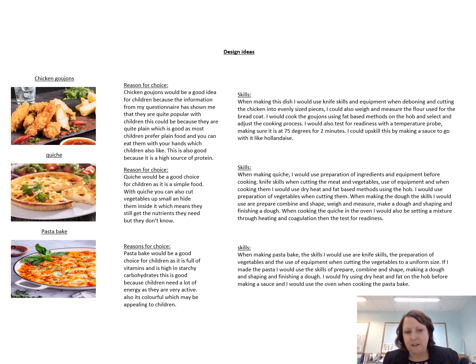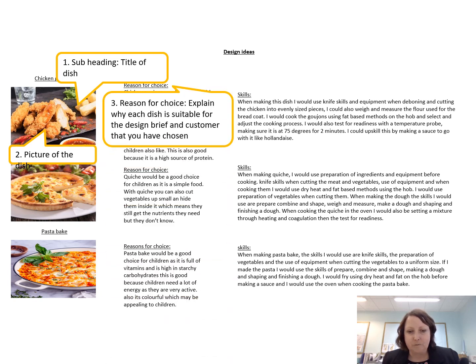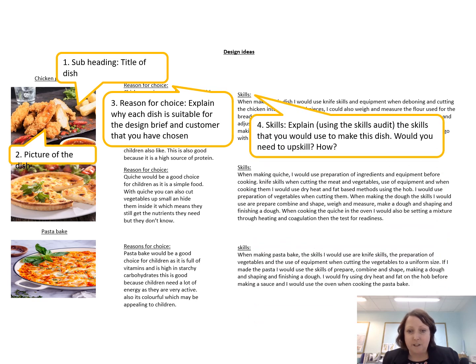The easiest way of laying that out is in a table or in columns like the example you can see here. So you should give the subheading of the dish, give the dish a title. You should copy and paste a picture of that dish from the internet. You should give a reason for choosing that particular idea, and you should list the skills that you would use, and the skills audit would help you with that. That is a repetitive but ever so simple task. You are all capable of doing that. It just needs you dedicating the time to do it.